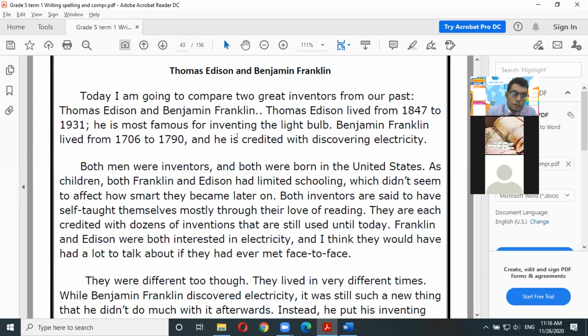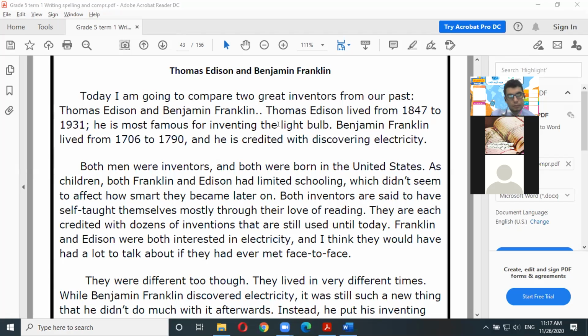Again, today I'm going to compare two great inventors from our past, Thomas Edison and Benjamin Franklin. Thomas Edison lived from 1847 to 1931. He is most famous for inventing the light bulb. Benjamin Franklin lived from 1706 to 1790, and he is credited with discovering electricity. Stop here. So give me, in the first paragraph, a contrast.